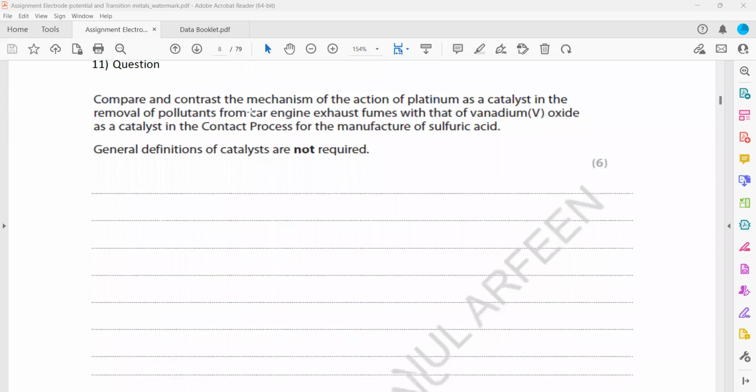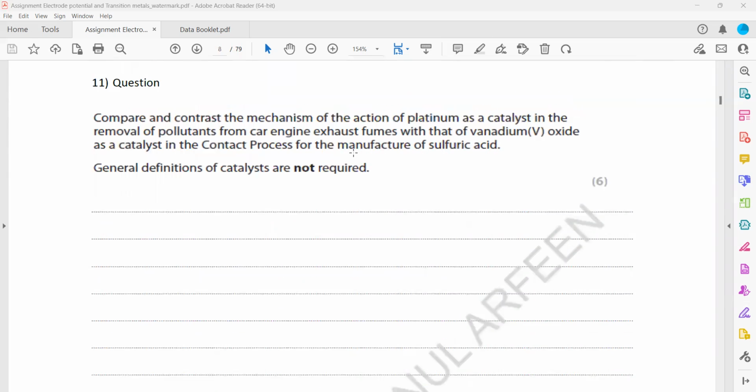In question 11, compare and contrast the mechanism of action of platinum as a catalyst in the removal of pollutants from a car engine exhaust fume with that of vanadium(V) oxide as a catalyst in the contact process for the manufacture of sulfuric acid. General definitions of catalysts are not required. So you just want to compare.